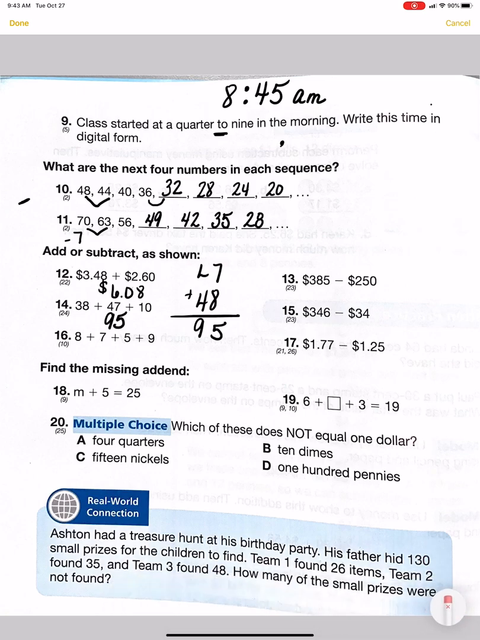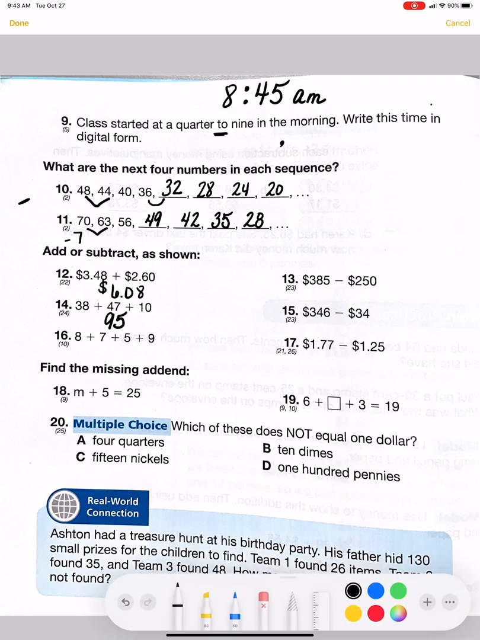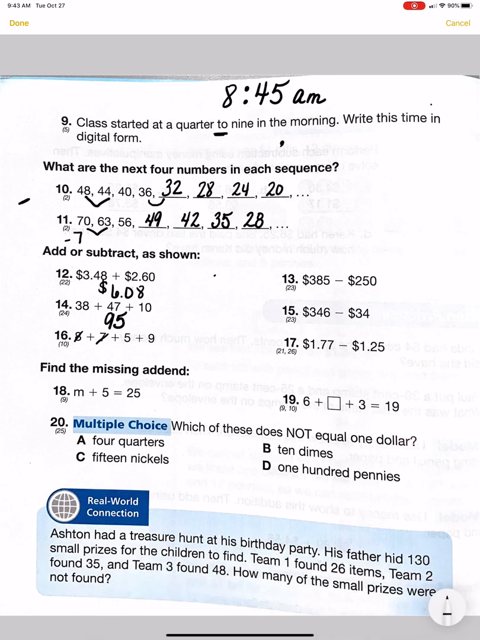Okay, I gotta erase. Okay, let's see what I can combine in number 16 to make this easier. I know that 7 and 8 is 15, and 9 and 5 is 14, so that's a little easier, and I get 29. Okay.